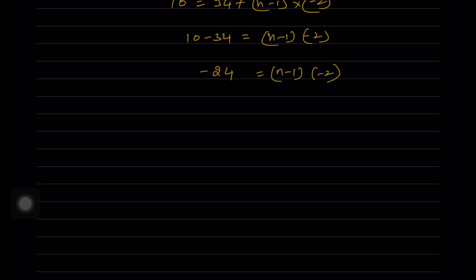Now dividing by minus 2 on both sides, you get minus 24 by minus 2 is equal to n minus 1. So minus minus will get cancelled. 2 12s are 24. So n minus 1 is equal to 12, which implies that n is equal to 12 plus 1, which is equal to 13.